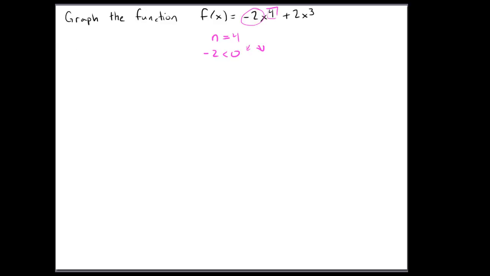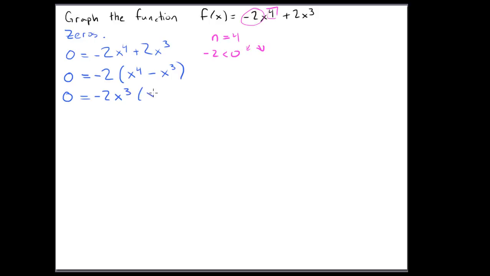Great. Next, we're going to find the zeros. So we're going to set 0 equal to negative 2x to the fourth plus 2x cubed. And as usual, we're going to try to do some factoring. I think we're going to want to pull a negative 2 out of both sides of this, which would give us x to the fourth minus x cubed. And then we can also pull x cubed out of this. So we'll get 0 is equal to negative 2 x cubed times x minus 1. Great. That gives us our two zeros. x is equal to 0 and 1.